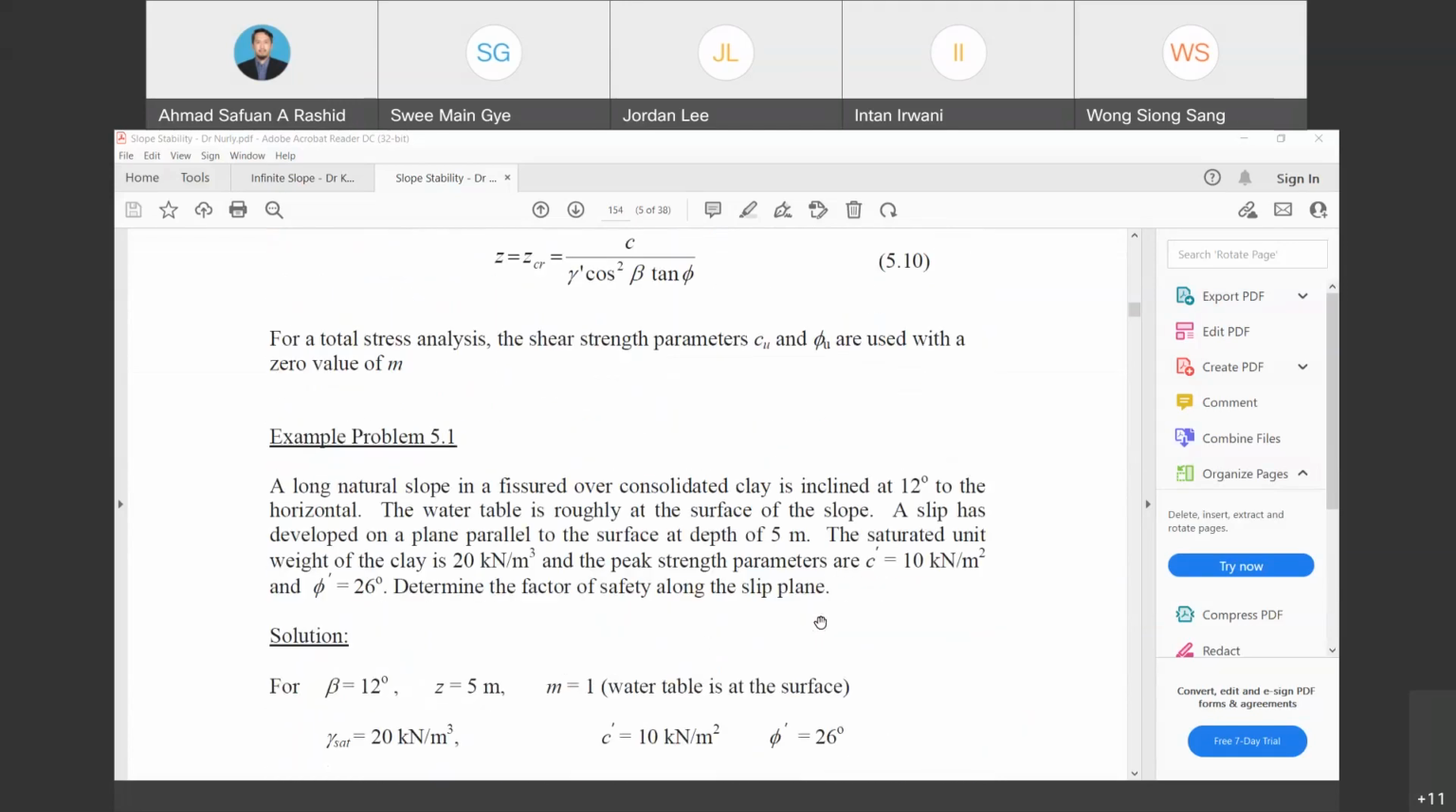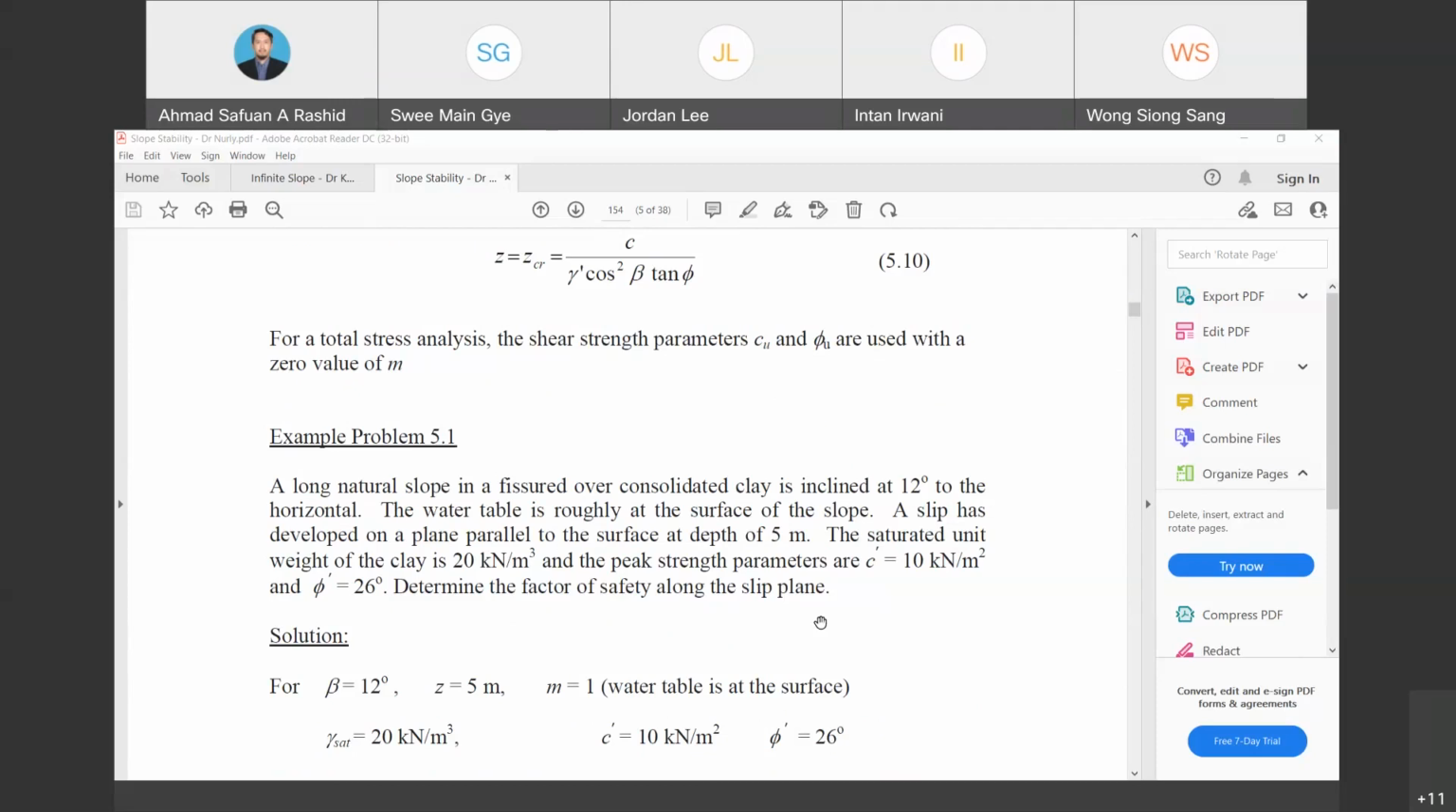A long natural slope in a fissured overconsolidated clay is inclined at 12 degrees to the horizontal. The water table is roughly at the surface of the slope. The slip has developed on a plane parallel to the surface at a depth of 5 meters. The saturated unit weight of the clay is 20 kilonewton per meter cube, and the peak strength parameters are c equal to 10 and phi equal to 26. Determine the factor of safety along the slip plane.